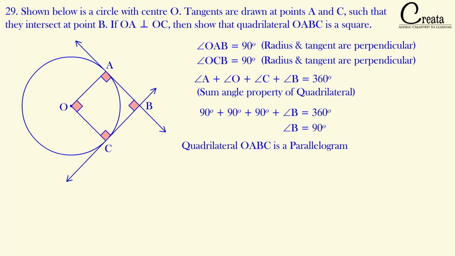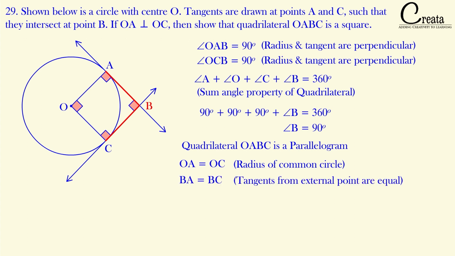Moving further, it is given that OA and OC are radii of the circle, so both are equal to each other. Point B is an external point from which we get two tangents, BA and BC. We know the property of tangents: tangents from an external point are equal to each other. So BA will be equal to BC.